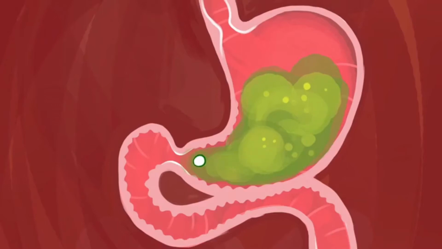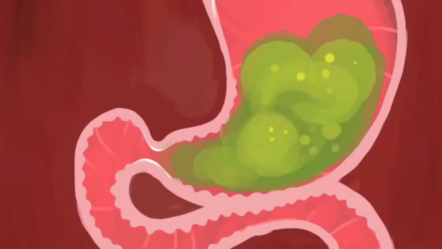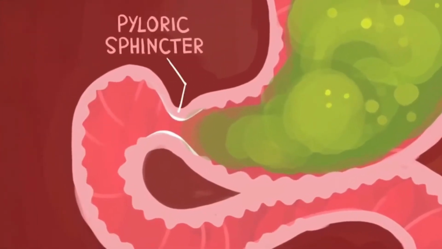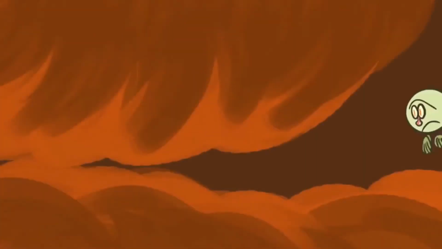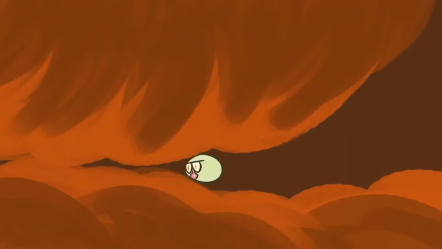The contents of the stomach impact alcohol's ability to get into the blood. Because, after eating, the pyloric sphincter, which separates the stomach from the small intestines, closes. So, the level of alcohol that reaches the blood after a big meal might only be a quarter of that from the same drink on an empty stomach.